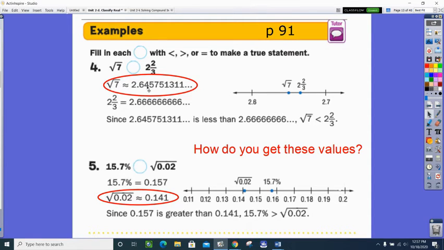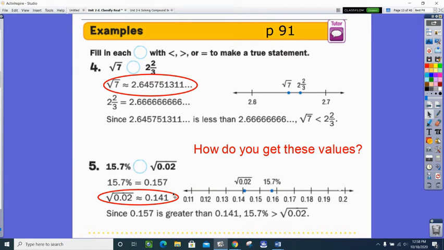So the 6 is bigger than the 4. The alligator is going to eat the bigger number. So the symbol should be less than. The open mouth is opening up to the 2 2/3. So the square root of 7 is less than 2 2/3. How are we getting these values? How is the book getting those?